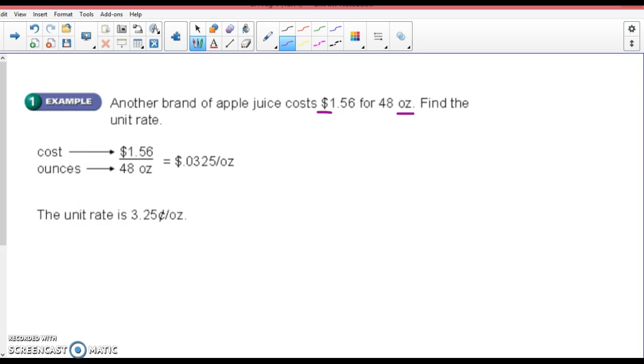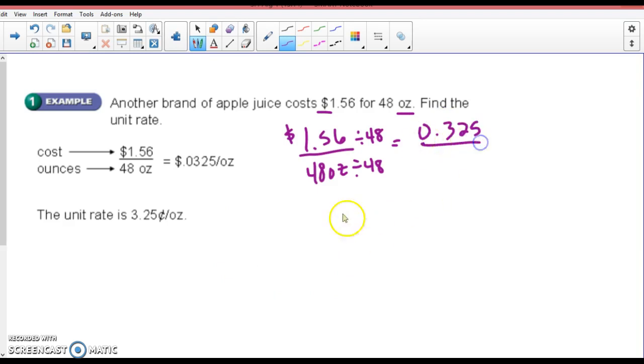But I'm working with a 6th grader at East, and this is the way his teacher has him doing this. And I'm wondering if this is how you guys did this in younger grades. Did your teacher tell you to divide this by 48 and divide this by 48? And then you end up with $1.56 divided by 48 is 0.325, and 48 divided by 48 is 1. So that gives you cost per ounce.